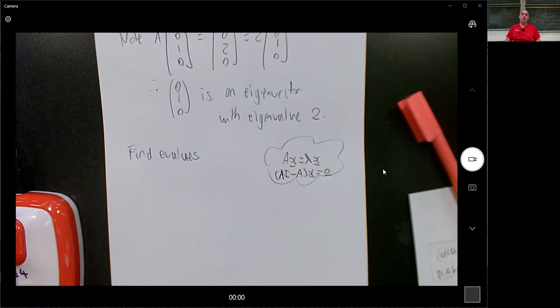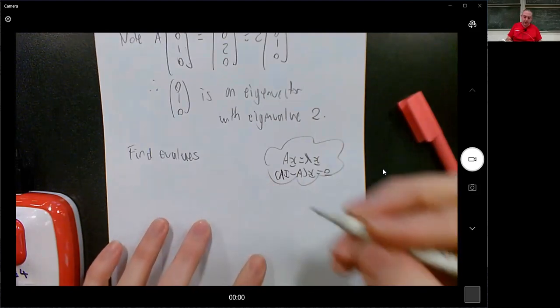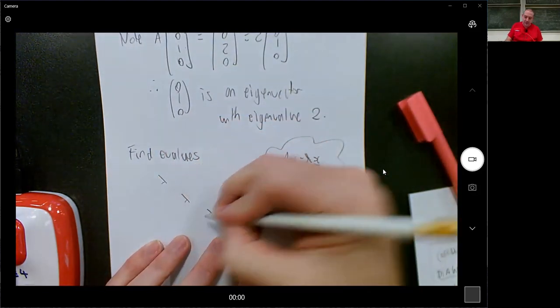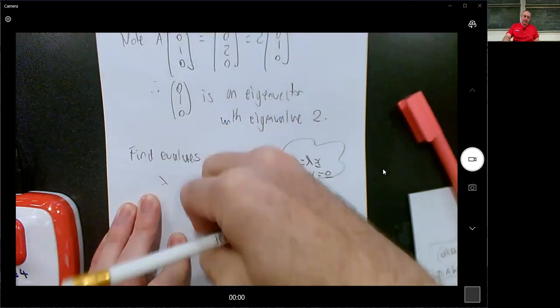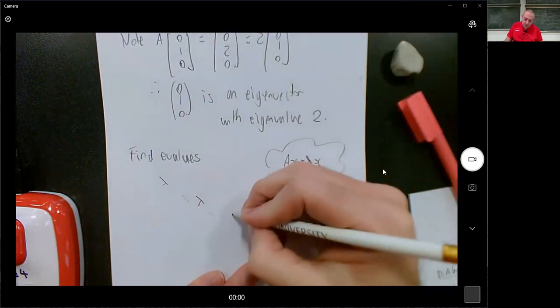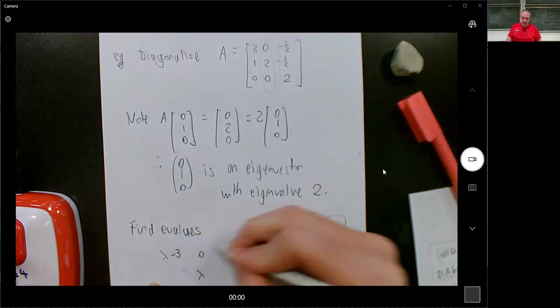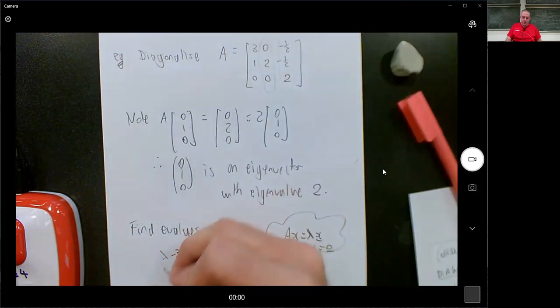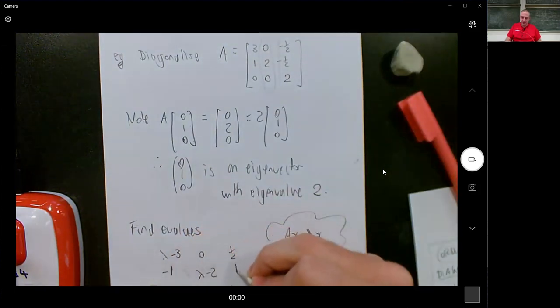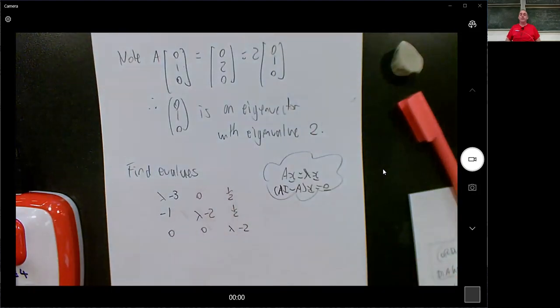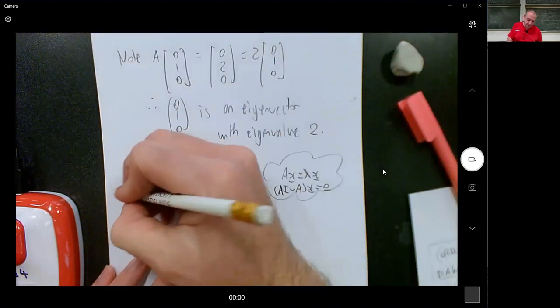So, cool. I'm going to do this. So lambda I would be lambda on the diagonal, and zeros everywhere else. That's what lambda times I is. And then I have to take the matrix A off of that, which means I have to switch the signs of all of these things. So I took this thing and I put them all as minuses. So that's my lambda I minus A.